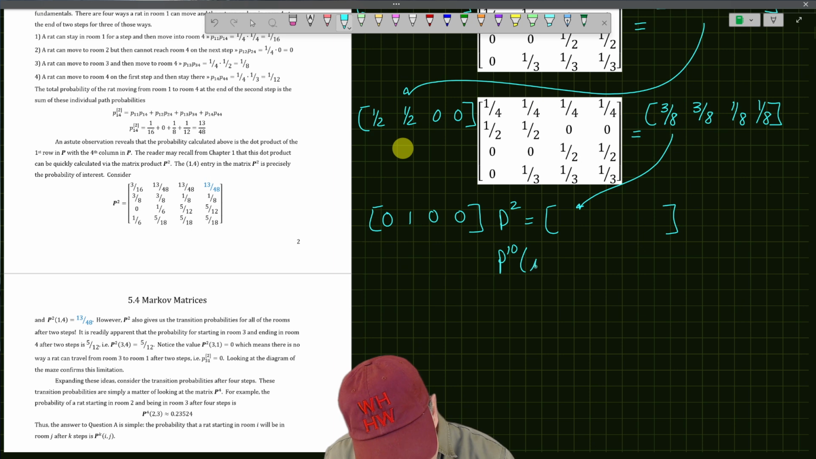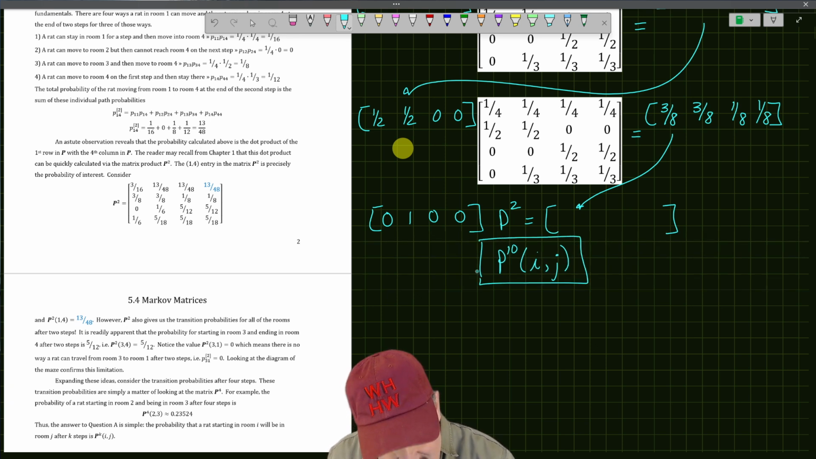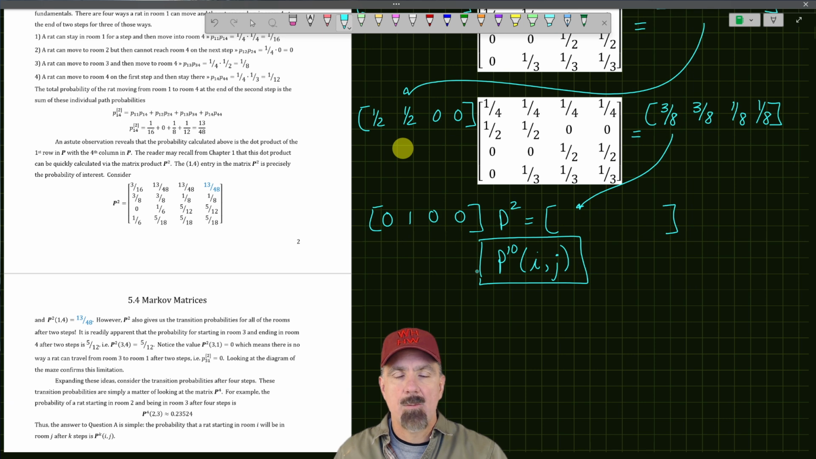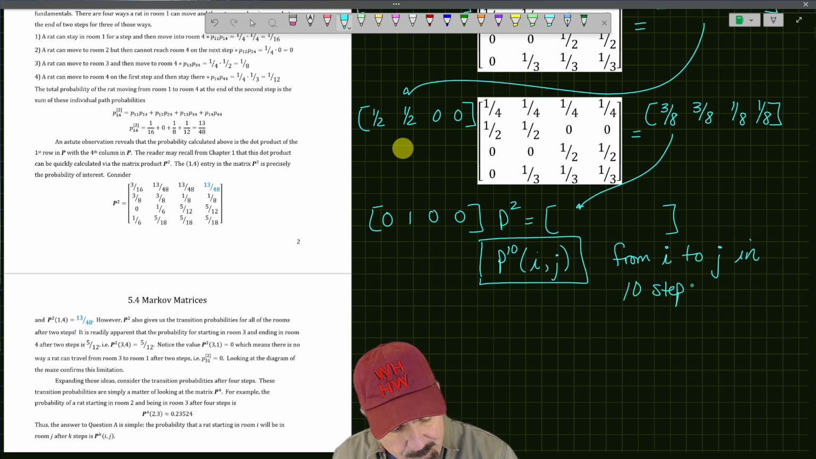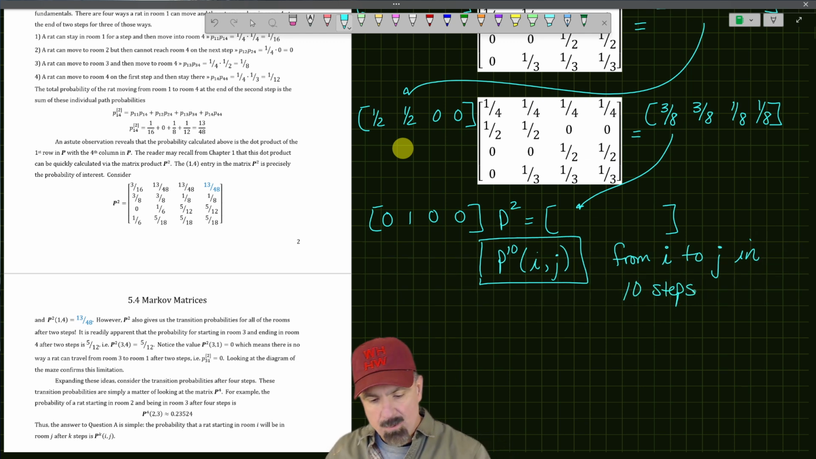What we're going to have is, for example, i and j, and this is a number. This is a specific value in the matrix P to the 10th power, and this is the probability of transitioning from state i, the row state, to state j in 10 steps. And that's explained throughout, right?